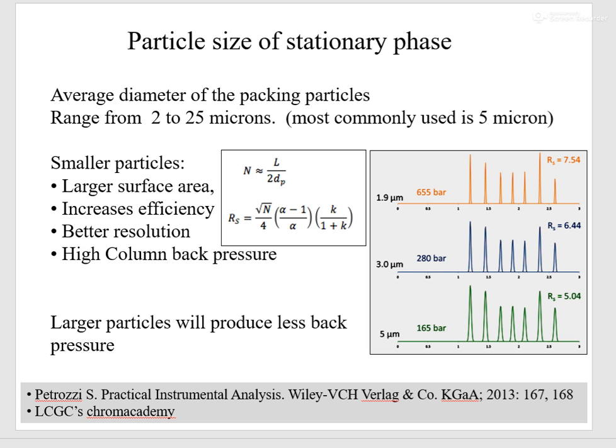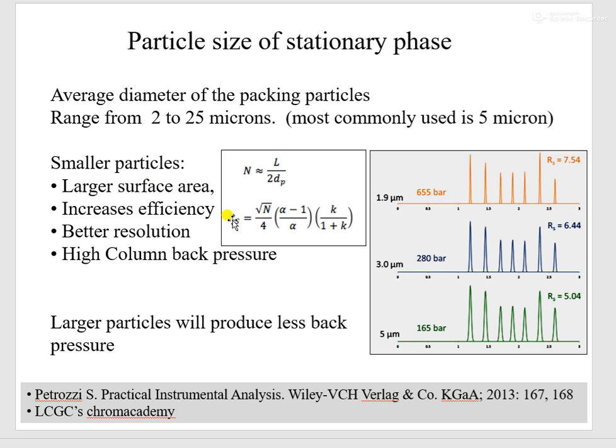Now coming to particle size of stationary phase. What is particle size of stationary phase? It is the average diameter of the column packing, or the average diameter of particles of stationary phase present in the column. It ranges from 2 to 25 micron. For analytical purposes, the most commonly used particle size is 5 micron. Smaller particles offer larger surface area, and with small particles, as per this equation, the number of theoretical plates will increase, hence the column efficiency will increase. As N increases, the resolution will increase.